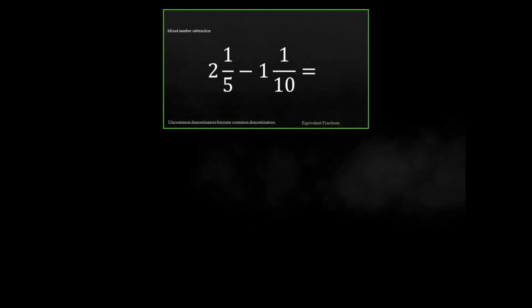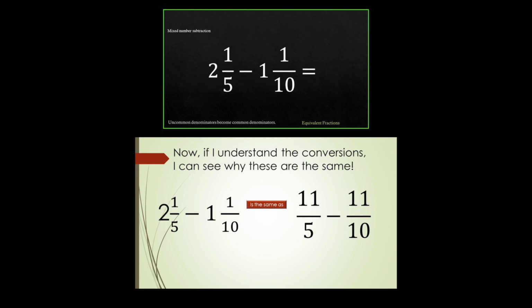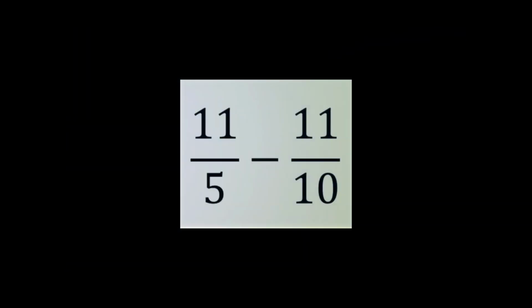So again, there's our original problem. If we understand the conversions, you can see why they are exactly the same thing. I changed 2 1/5 minus 1 1/10 to 11/5 minus 11/10. Improper fractions. And now all I have to do is find that common denominator. And then I'll be able to solve. So let's look at that quickly.